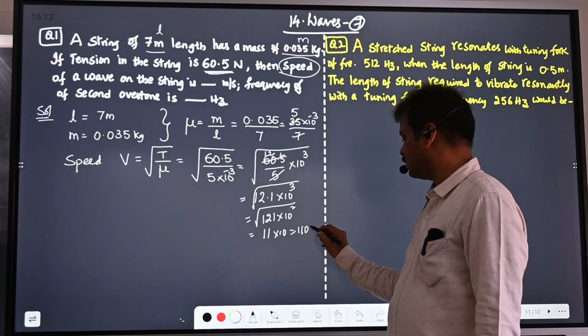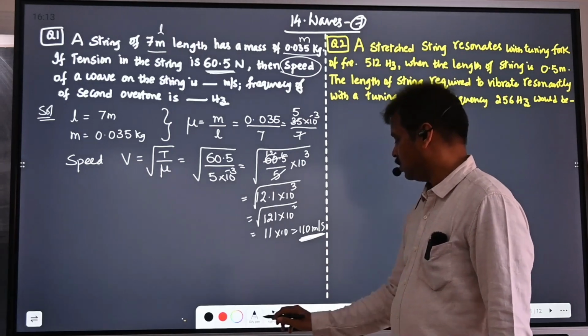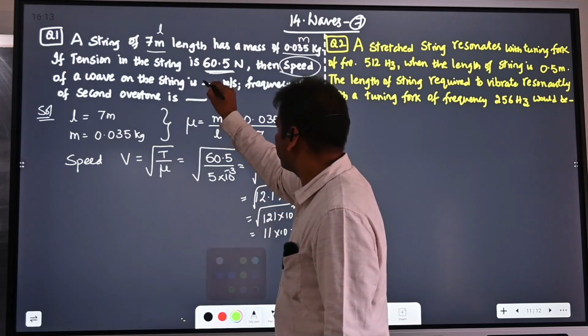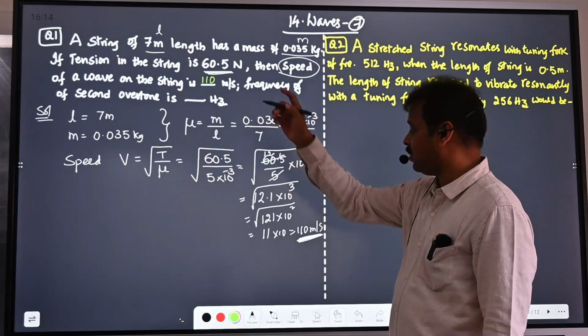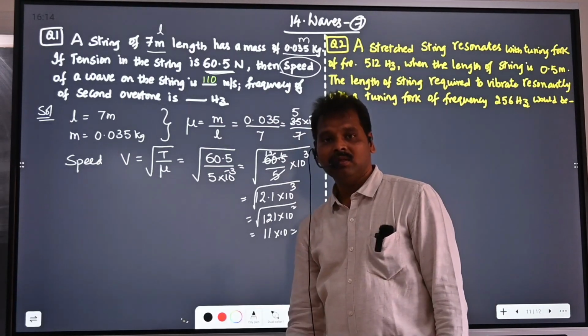So what is the speed of the transverse wave produced here? The first answer for this one is 110 meter per second. Second one, we need the frequency of the second overtone.